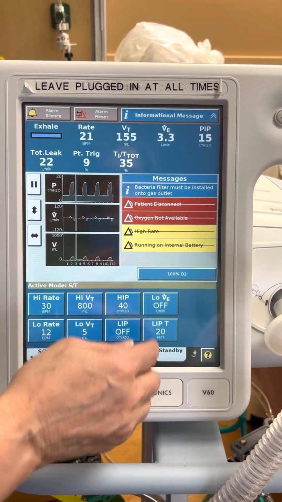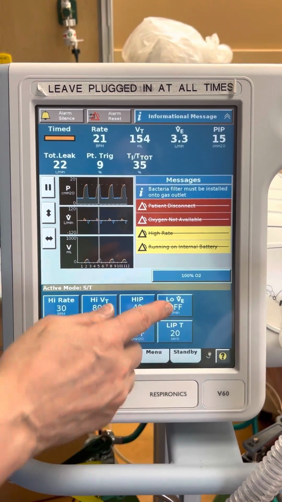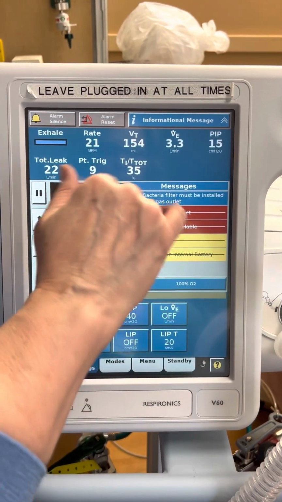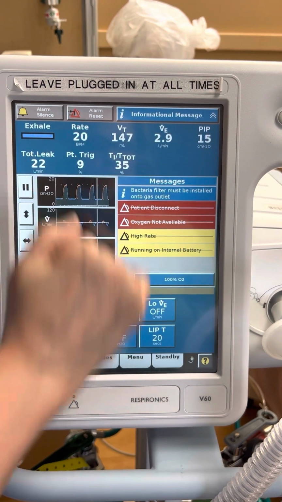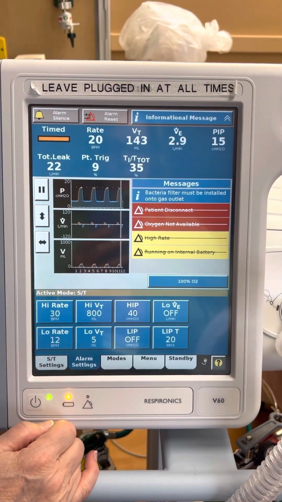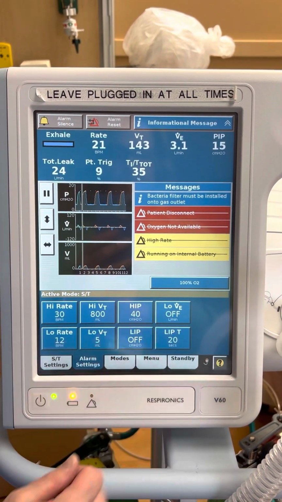And as far as your low minute volume, if you're watching your patient closely, you can actually leave that off. Otherwise, you just set it lower than what this number is giving you, just to keep an eye on it, okay? And this one, I always leave at 20.